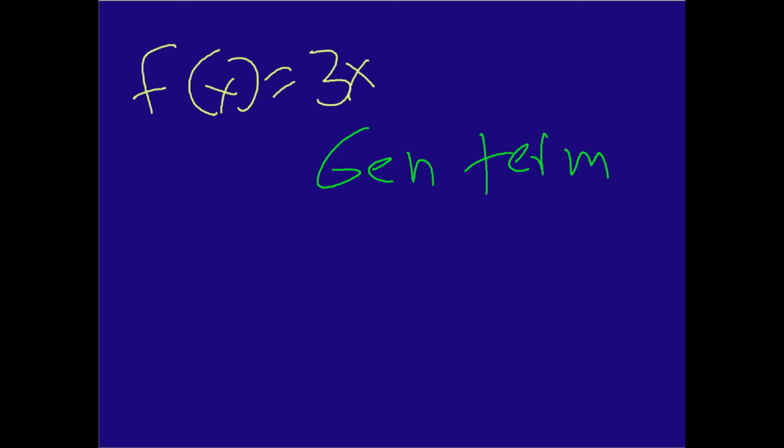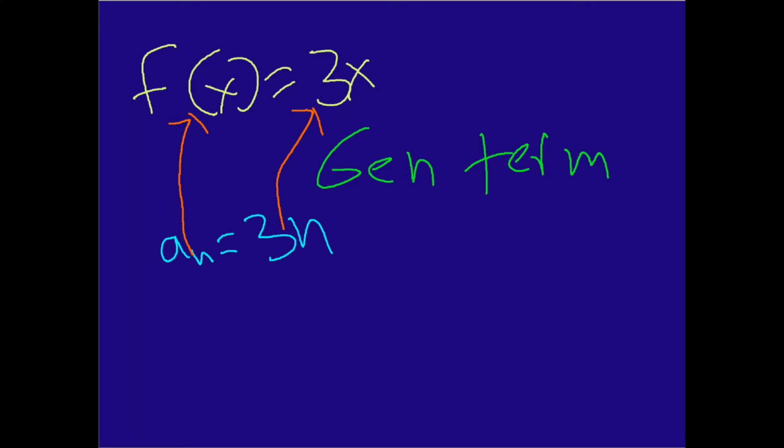And so it looks something like the following. a sub n equals 3n. All right, so this is the same thing. What's happening here is that this a sub n is replacing the function aspect of it, and this 3n is replacing the 3x.